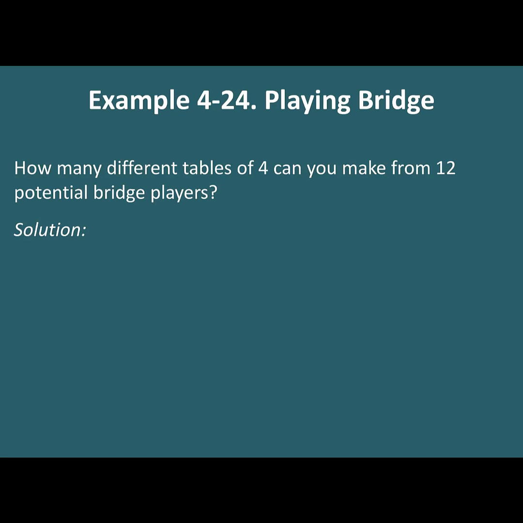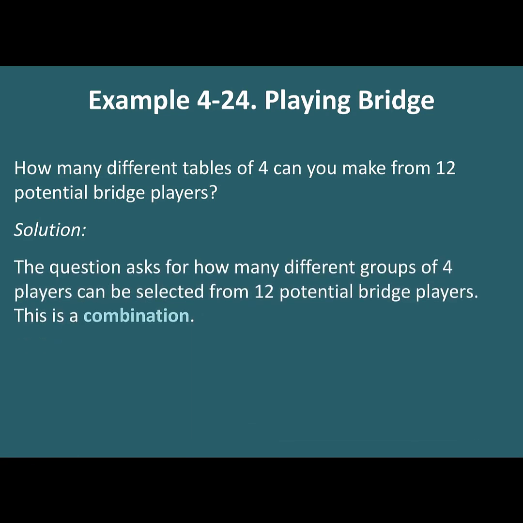Example, how many different tables of 4 can you make from 12 potential bridge players? The question asks for how many different groups of 4 players can be selected from 12 potential bridge players. This is a combination because they don't name people, they don't say they're specific individuals. Each person is treated as an identical object.